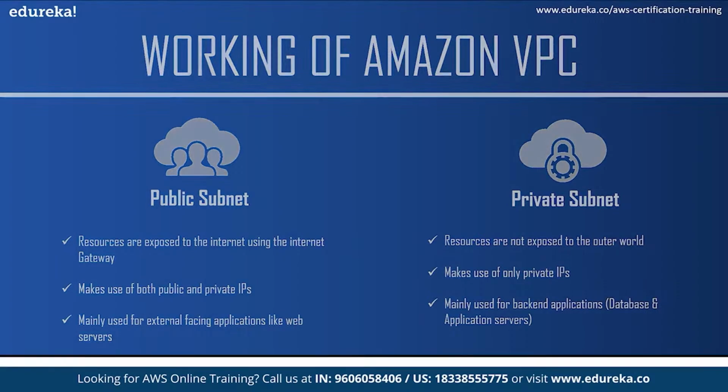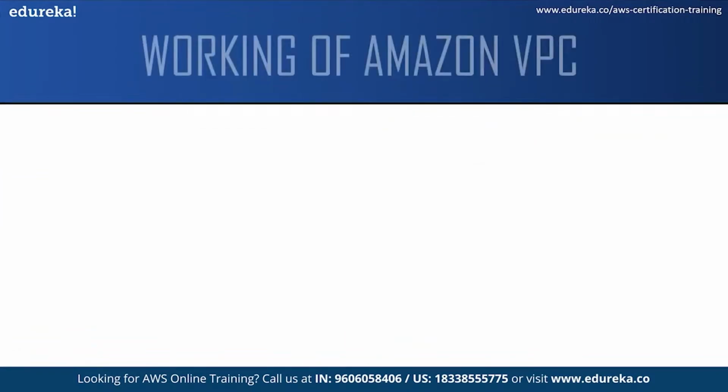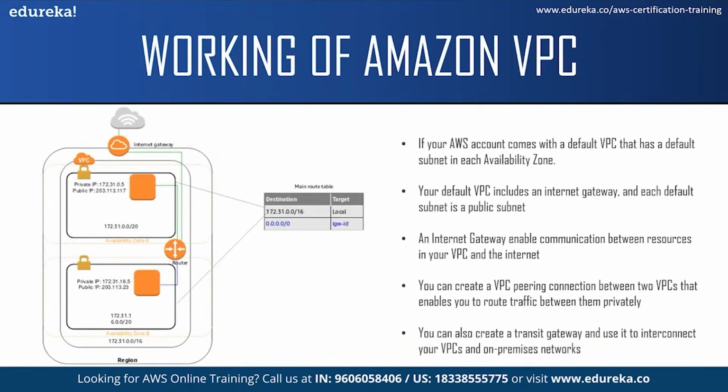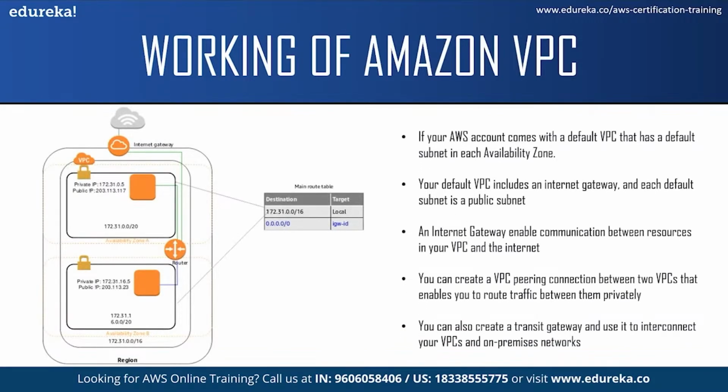Now that you have some idea about subnets and route tables, let us move on to the working of VPC and understand it. If your account was created after 4th of December 2013, your account comes with a default VPC that has a default subnet in each availability zone. We will see this in the demo part. Your default VPC includes an internet gateway and has the benefits of the advanced features provided by EC2 VPC and is ready for you to use.